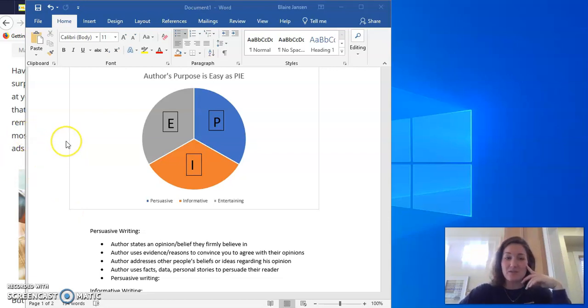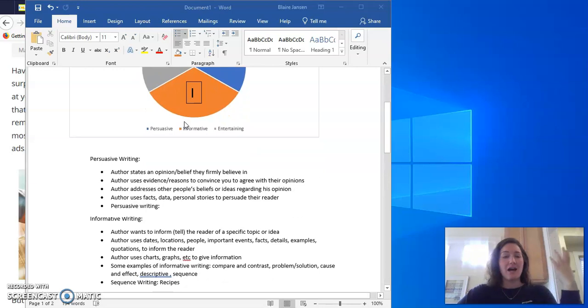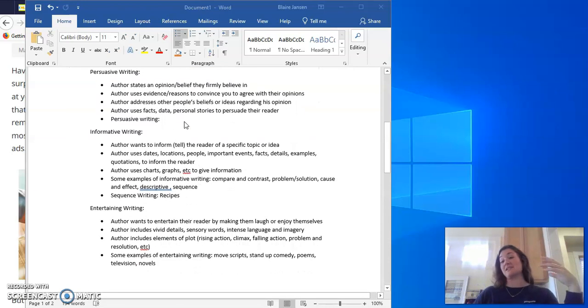This is easily the most fun writing, in my opinion, because there's not a lot of rules to entertaining writing. Entertaining writing could be movie scripts, funny limerick poems, could be entertaining stand-up comedy that someone has written. Entertaining writing can be something like one of your favorite books, in Miss Jansen's case, Harry Potter.